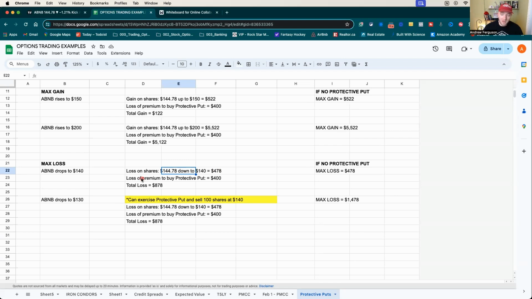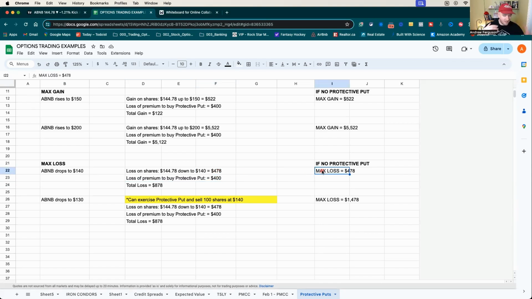We would also, again, lose the premium of the protective put because it went right to our strike price of 140. We wouldn't exercise anything. We wouldn't be moving the shares around. We'd just be losing that premium on the protective put. So if we add these two together, 478 plus 400 equals 878 total loss. If there's no protective put, our max loss is just 478, because we wouldn't have any of this protective put to take into consideration. So it would just be 478 and that would be it.